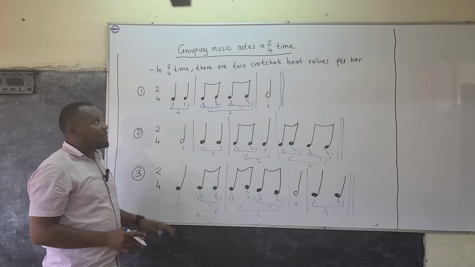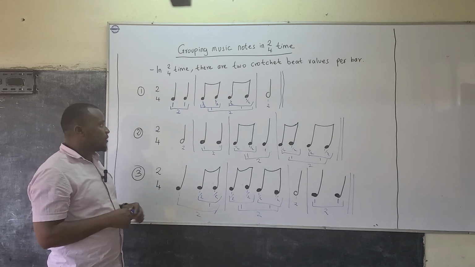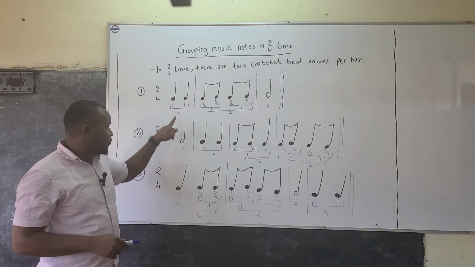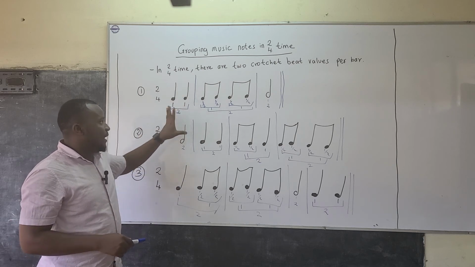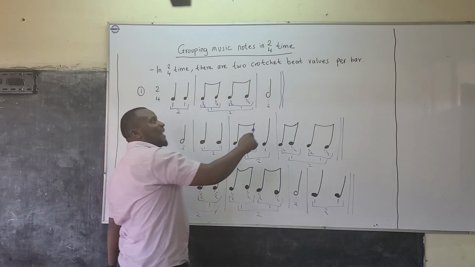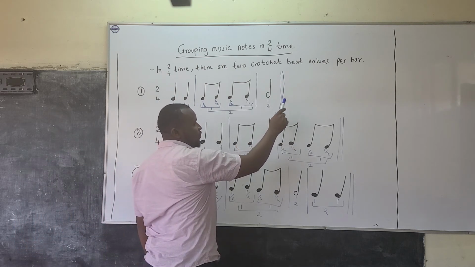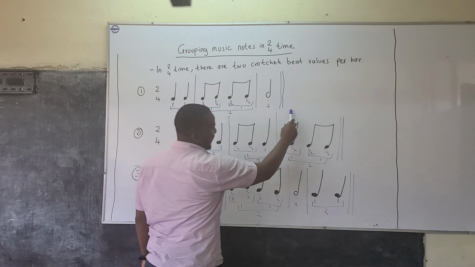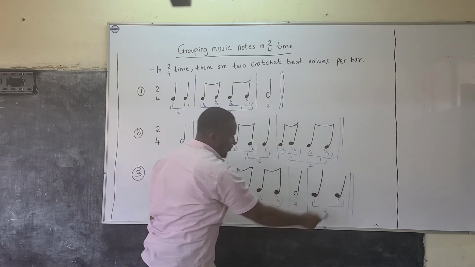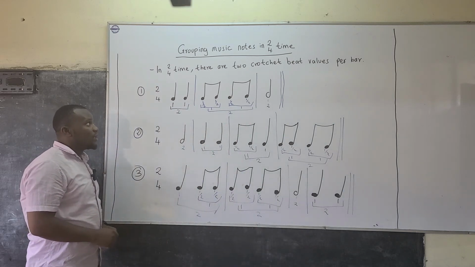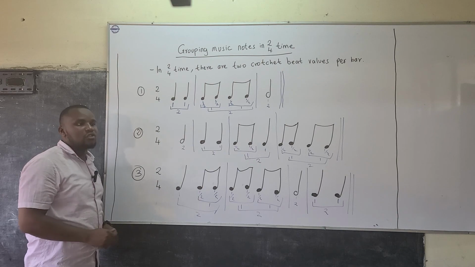So when it comes to grouping music notes using bar lines in 2/4 time, we have 2 crotchet beats for every bar, and after that we have a bar line. And never forget that at the end we should always have a double bar line. That's why for our 3 examples we have had double bar lines at the end. And that is how we group music notes in 2/4 time.